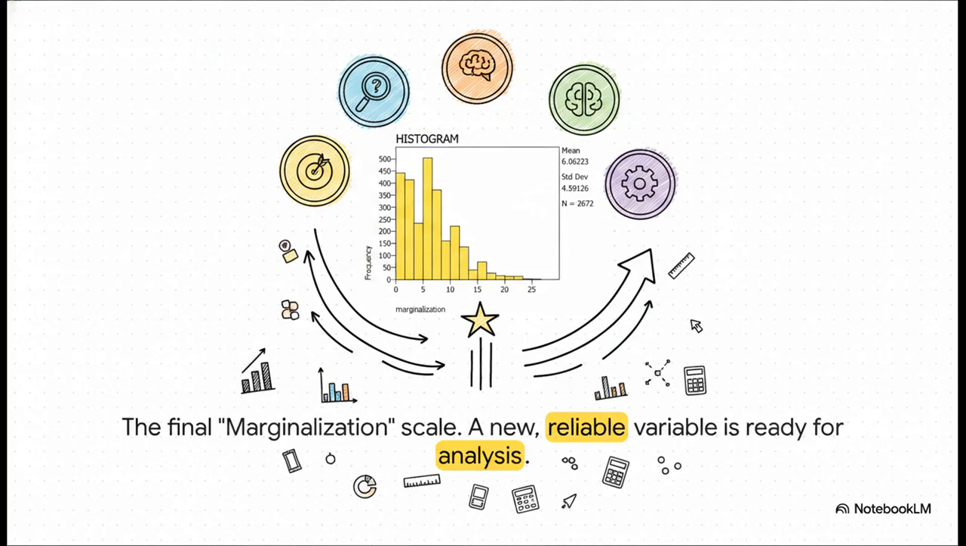And so this is our final product. This is what it all leads to. We've successfully taken 5 different questions and combined them into a single, powerful, and reliable score for marginalization. We have officially measured the unmeasurable, and this new variable is ready to go.